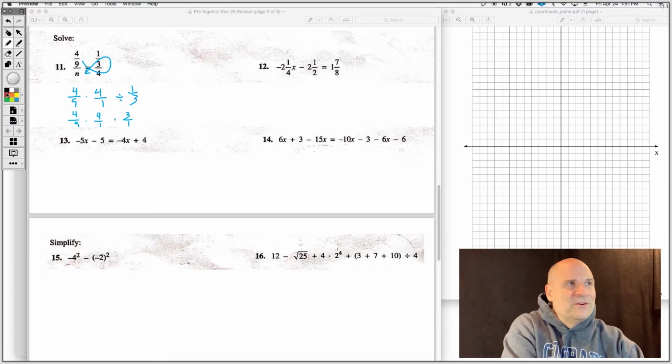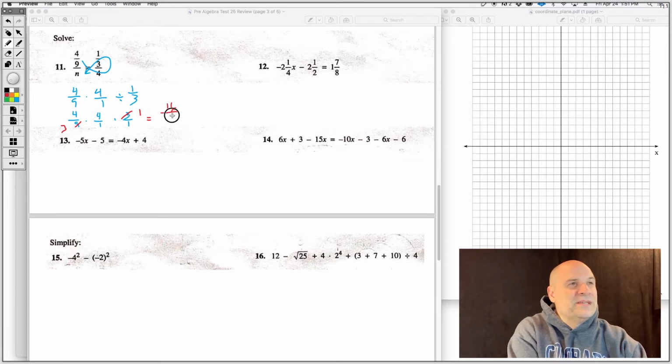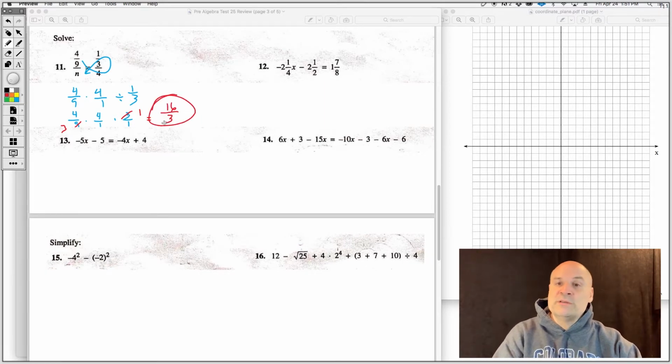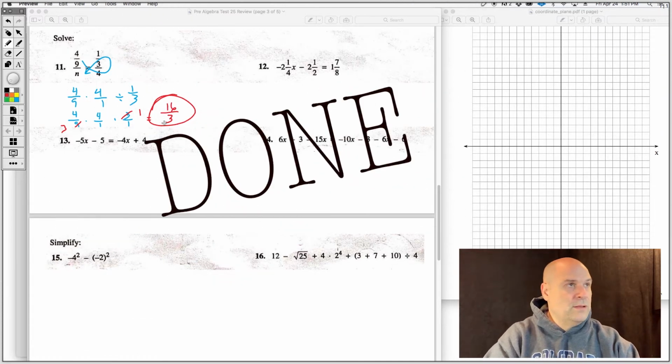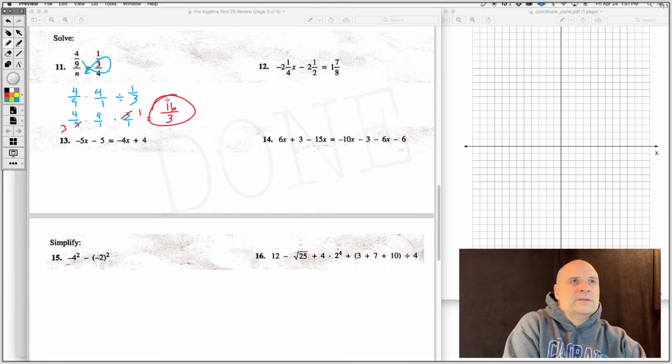Cool. We can cross reduce. This is gonna be awesome. Maybe not as awesome as I would have liked it to be. Okay, so we just can reduce that 3 and 9. Nothing else reduces, unfortunately. So 4 times 4 is 16. 3 times 1 times 1 is 3. You can leave it like that. Boom, you're done. Good job. Moving on.